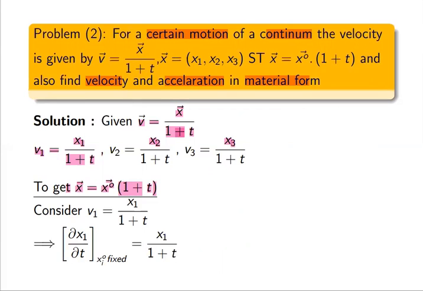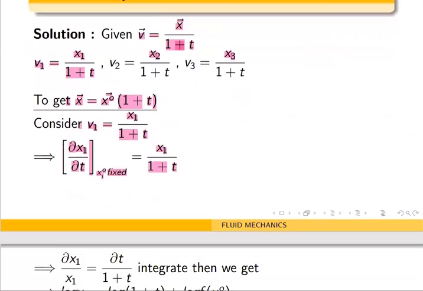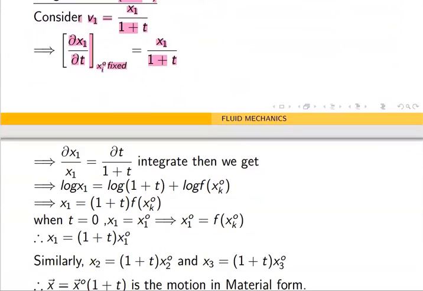So let us take V1. V1 equal to x1 by 1 plus t. Let us consider the first component of the velocity. What is our V1? V1 is nothing but dou x1 by dou t. What is fixed? Xi naught is fixed. That is equal to RHS as it is.